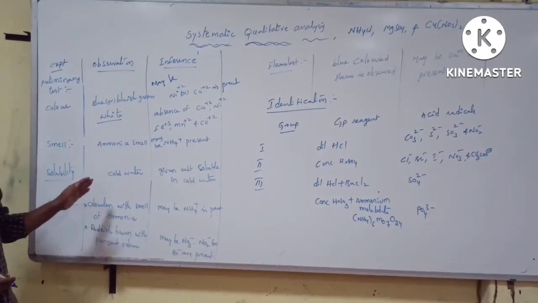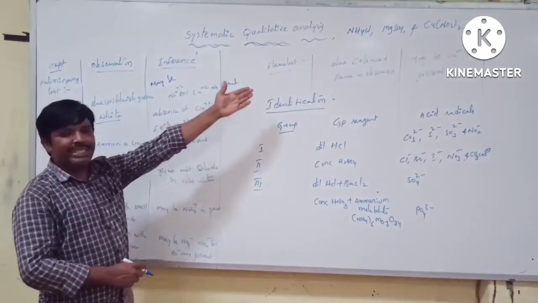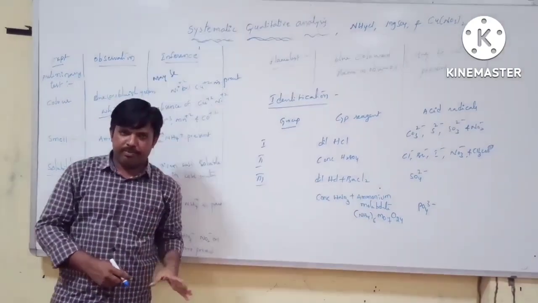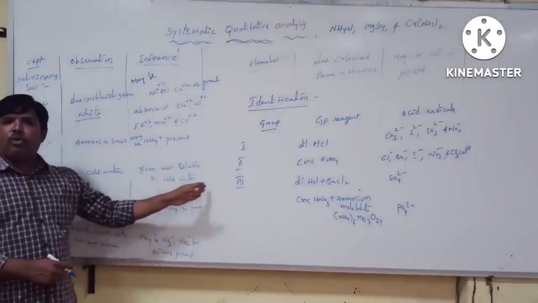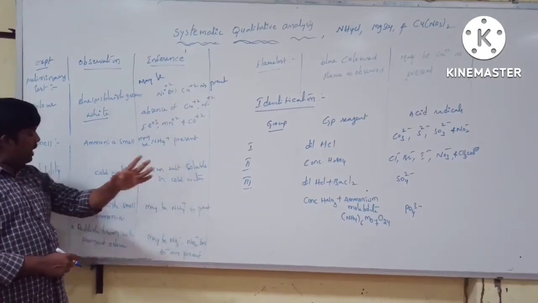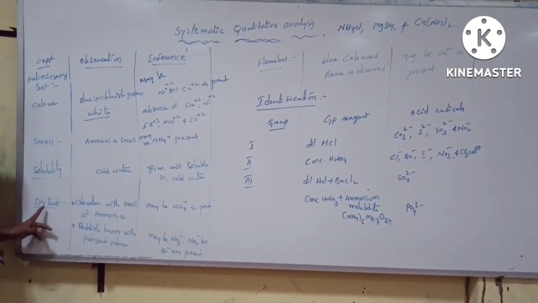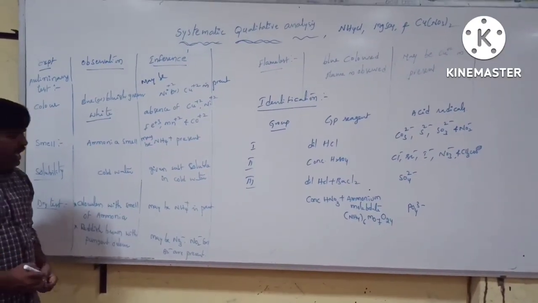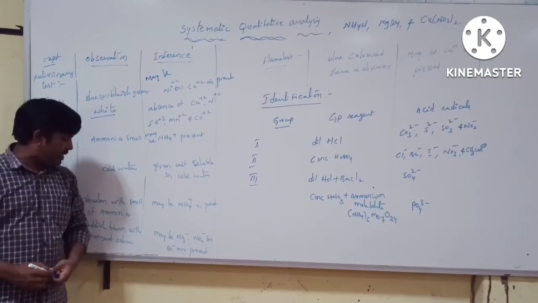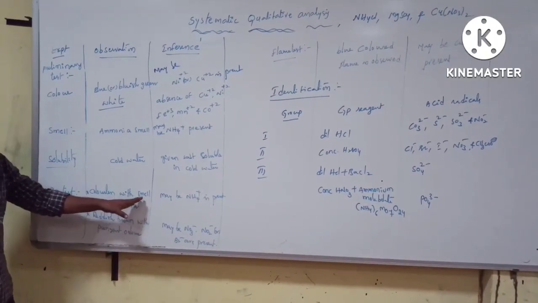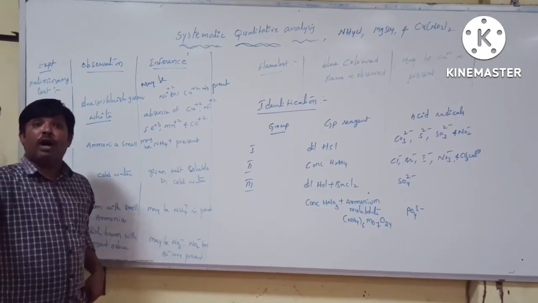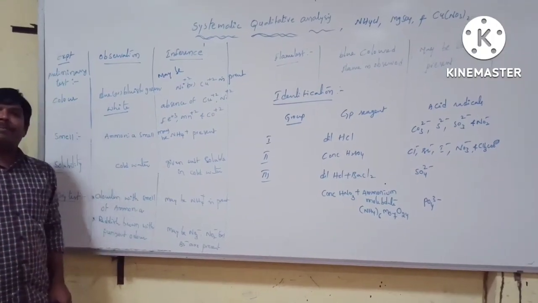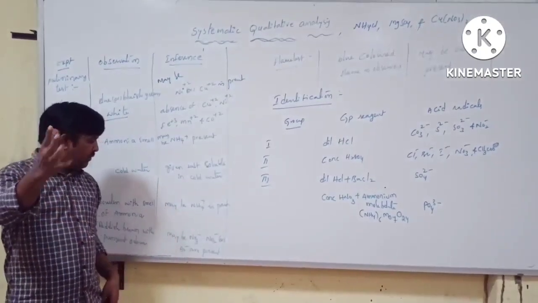Then we go for solubility. All three salts are soluble in cold water. That's why, given salt soluble in cold water is written in the inference. Then we go for the dry test. In the dry test we have two observations. One is colorless gas with the smell of ammonia is evolved. There may be a presence of ammonia.